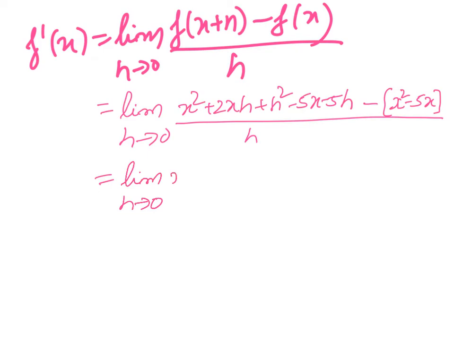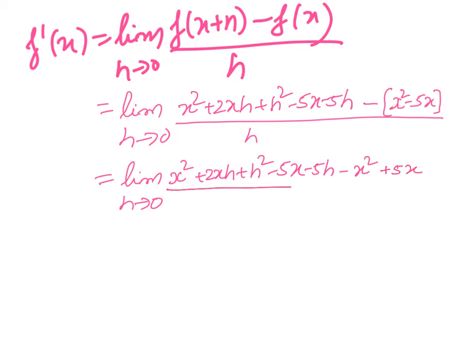So now I have x squared plus 2xh plus h squared minus 5x minus 5h minus x squared. Now I open the brackets here. Minus x squared minus 5x. Now this will become plus 5x. So all of it divided by h.